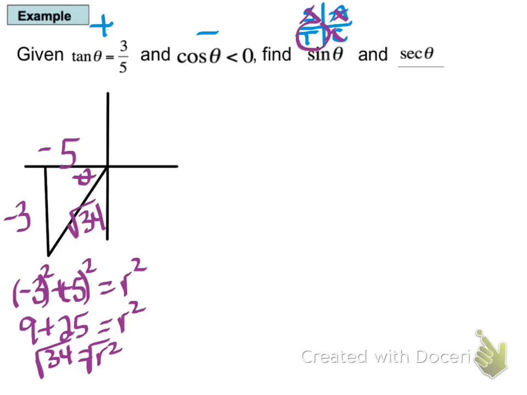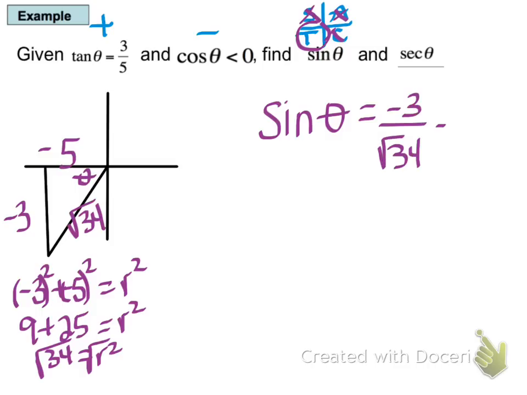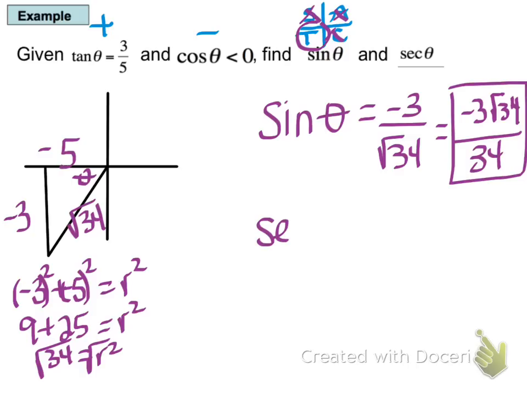Now that my triangle's all filled in, I can find the sine of theta and the secant of theta. Sine is opposite over hypotenuse, so we get negative 3 over the square root of 34. And we want to make sure that we rationalize the denominator there, so we get negative 3 root 34 over 34. Now in terms of secant, secant is the reciprocal of cosine. You could find cosine. Remember, cosine is adjacent over hypotenuse, or you could just take the reciprocal of that and do hypotenuse over adjacent, and we'll get negative root 34 over 5.